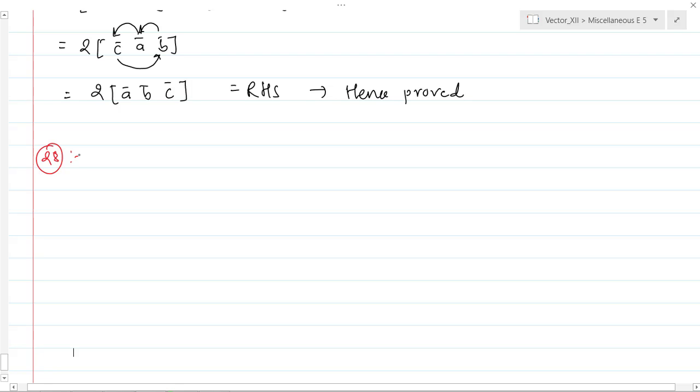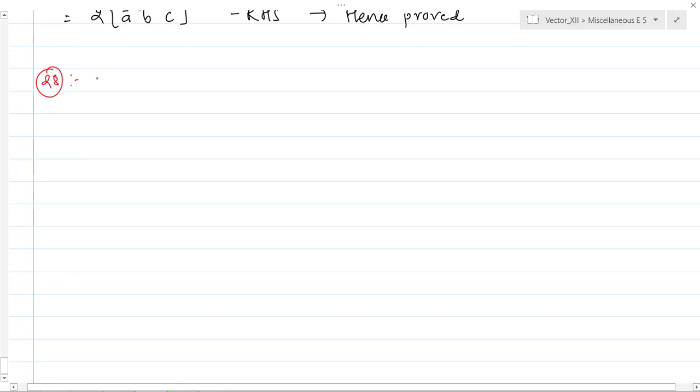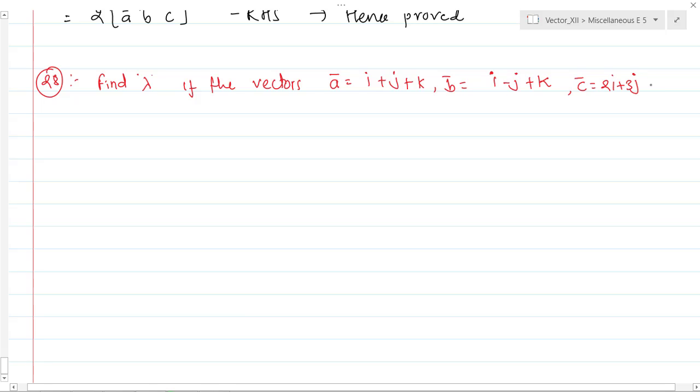Find lambda if the vectors a bar equals i plus j plus k, b bar equals i minus j plus k, c bar equals 2i plus 3j plus lambda k are coplanar.